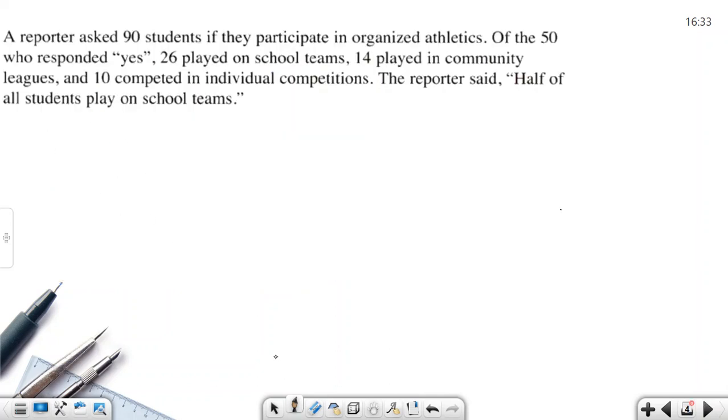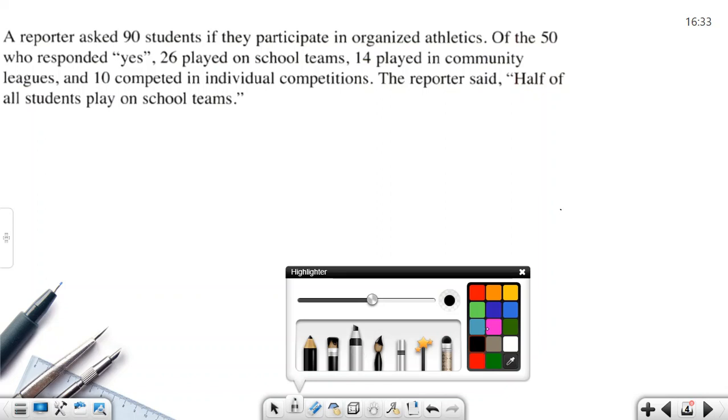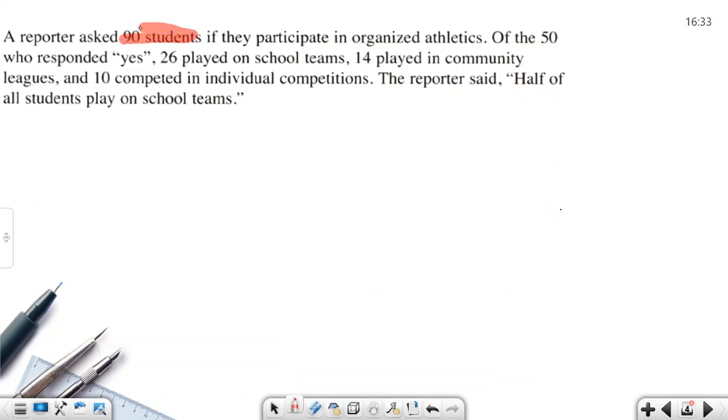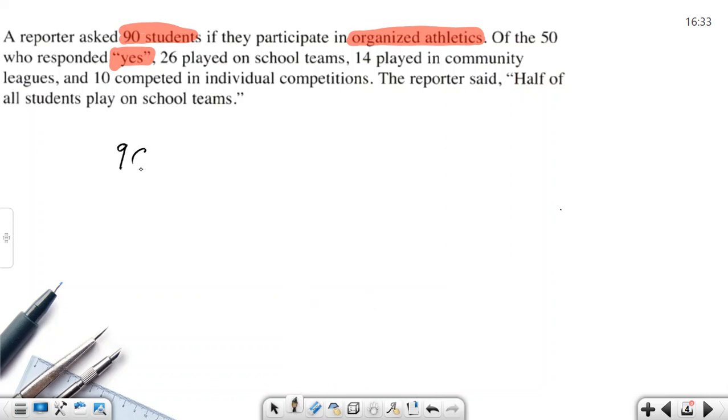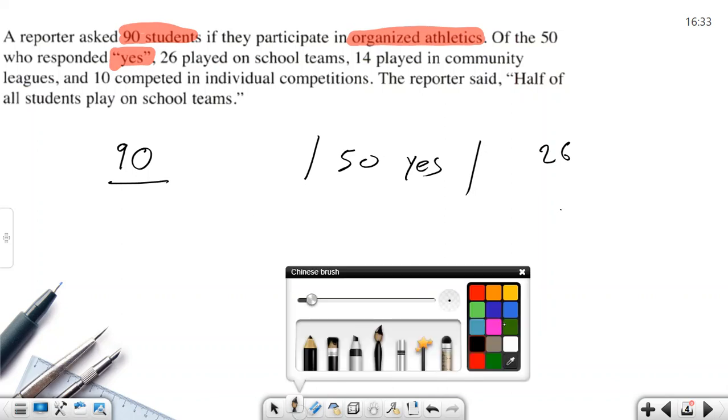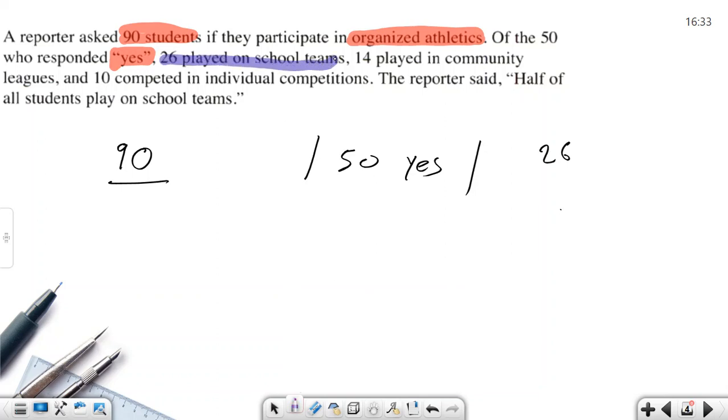Okay, let's continue from this question. On this question, let's change to the highlighter, because I want to highlight something. The reporter asked 90 students if they participate in organized athletics, any sport club or something. Of those, 50 responded yes. I'm sorry, I forgot to change the pen. That's okay. Now, 90 students, the reporter asked, 50 say yes. So 50 students say yes out of 90. And 26, I need to highlight it again, let's highlight with the blue color, 26 played on a school team.